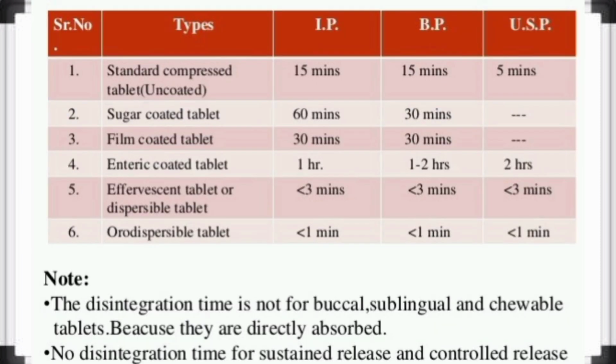Uncoated tablets 15 minutes as per IP, BP and 5 minutes as per USP. Sugar-coated tablets 60 minutes as per IP, 30 minutes as per BP, not applicable as per USP. Film-coated tablets 30 minutes as per IP and BP, not applicable as per USP. Enteric-coated tablets 1 hour as per IP, 1 to 2 hours as per BP, 2 hours as per USP. Effervescent tablet or dispersible tablets not more than 3 minutes as per IP, BP, USP. Or a dispersible tablet not more than 1 minute as per IP, BP, USP.